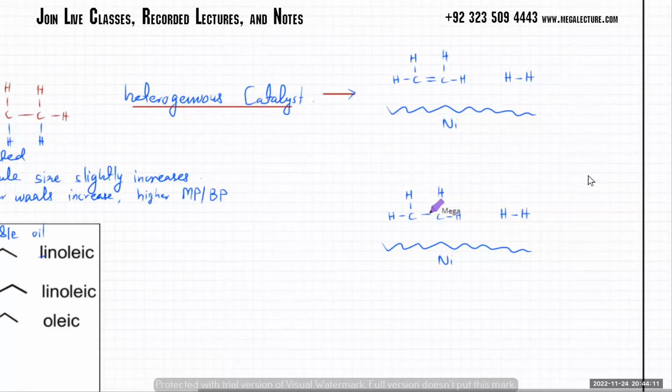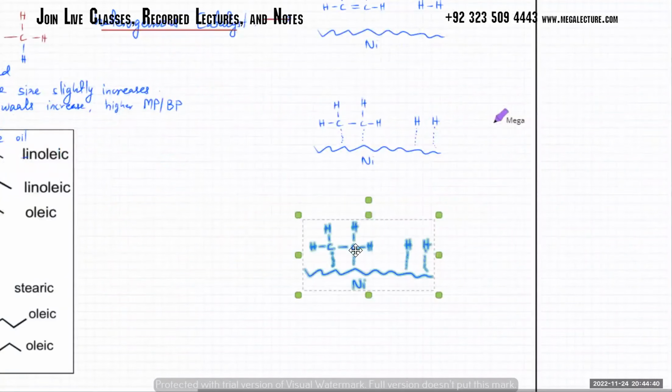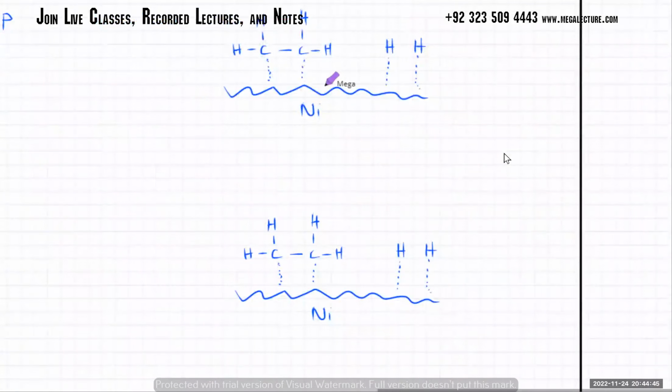So the pi electron cloud will very slightly get attracted to the nickel. The same happens to H: the electrons in the H atom get attracted to the nickel. As a result, their old bonds are going to break, and now new bonds can be formed. Your molecules will stick to the surface of the catalyst, and as a result the double bond breaks, and a very weak attraction exists between them.